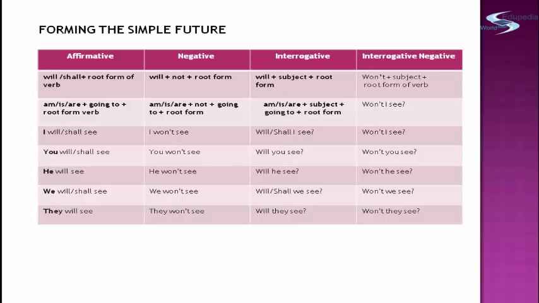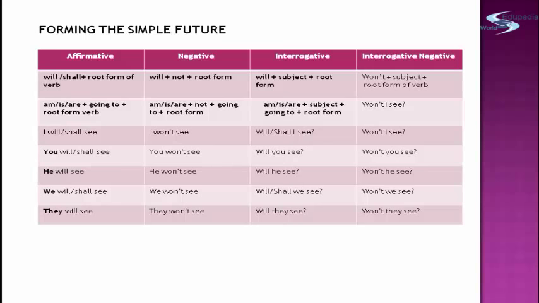In the second person affirmative, you will, shall see. Third person singular, he will see. Third person plural, we will or shall see. And if we will use they, the third person, they will see. This is all in the affirmative.